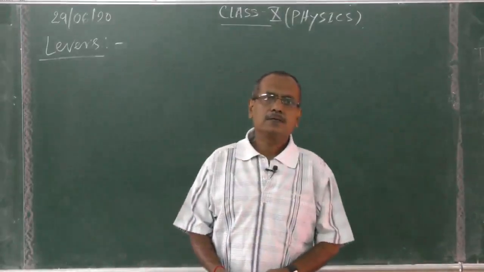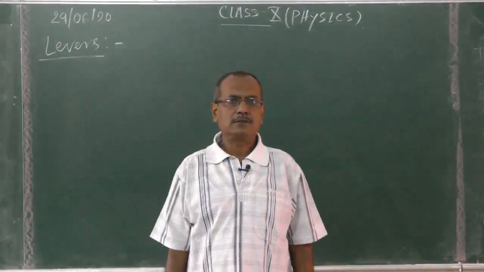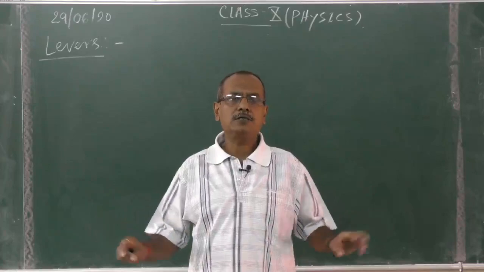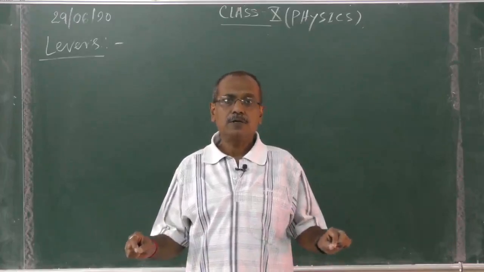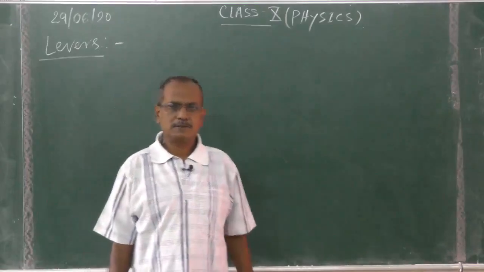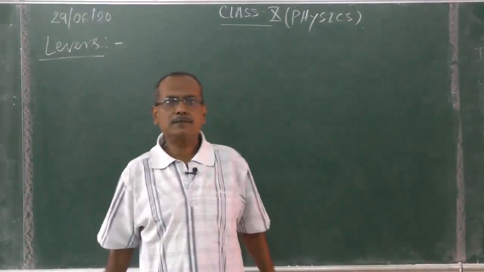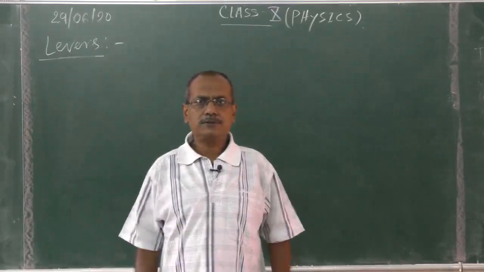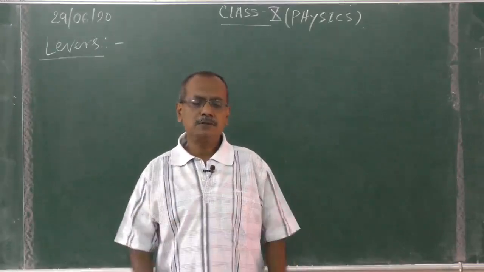A lever is another type of machine. This is nothing but a straight rod. It may be bent also. And it rotates about a point or axis, that is known as the fulcrum. This is a fixed axis. It will rotate about the axis.